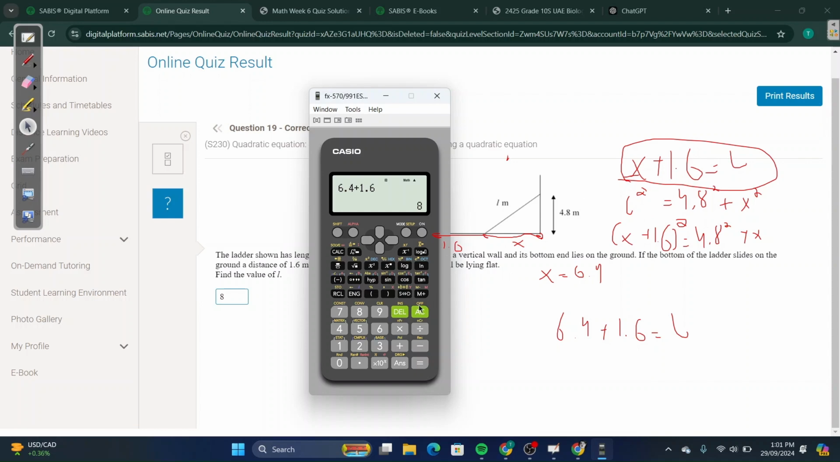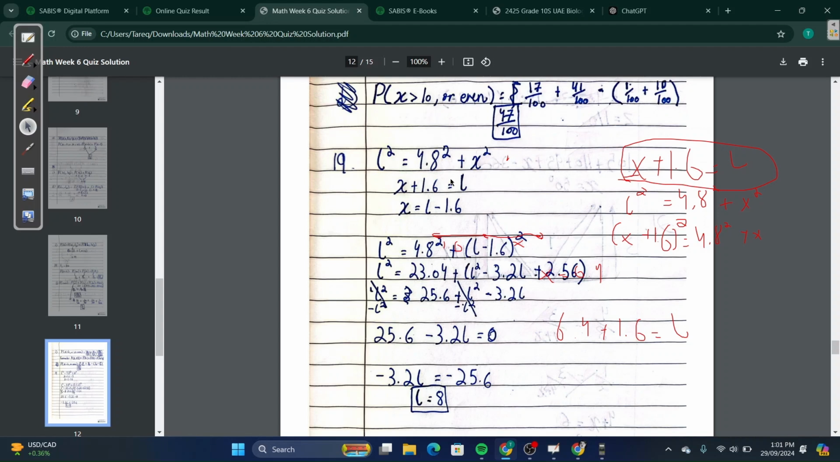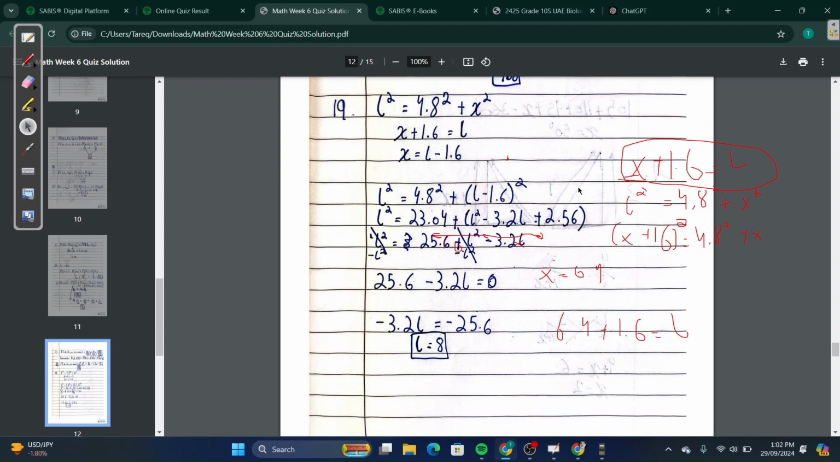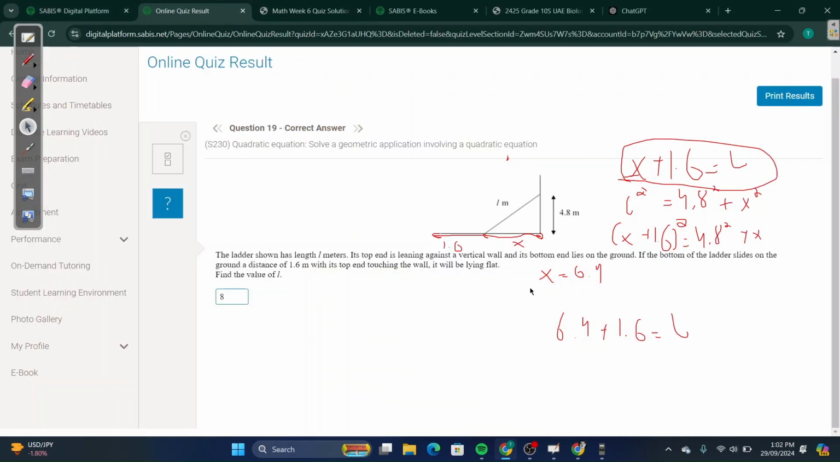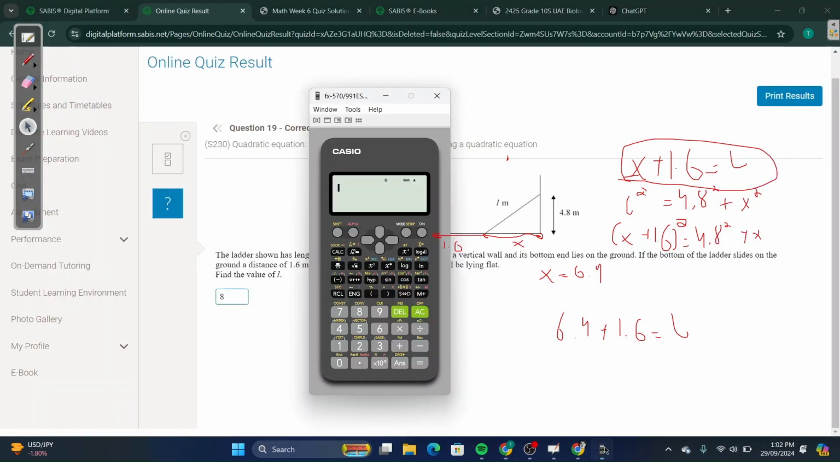What you can do, though, which I didn't do, is I did it by hand in a copybook, and that's not what I got. I did it in a different way basically, but this way works as well. What you can also do is sub this into the Pythagorean theorem. So 4.8 squared plus 6.4 squared equals 64. So obviously the root of 64 is going to be 8.